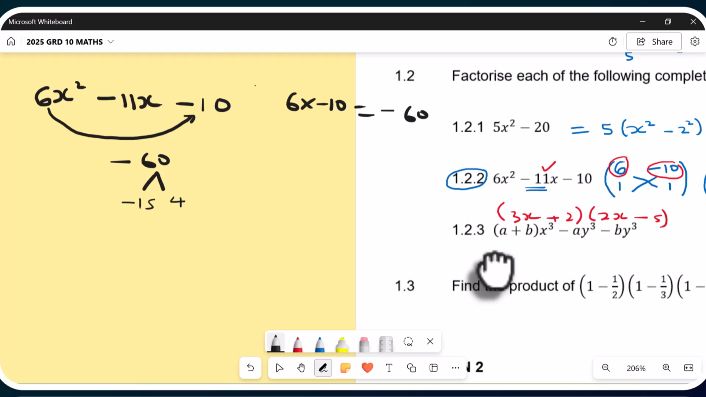Now I've got a common bracket in it. So the common bracket must be put outside. Then I'm left with what? With the 3x plus a 2. There you go. That is it.